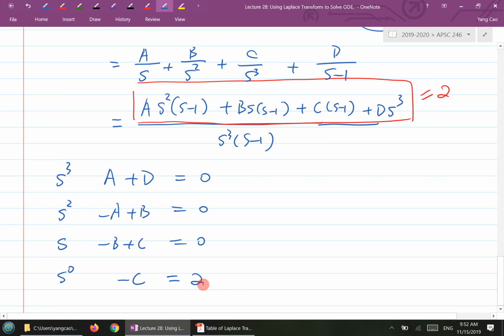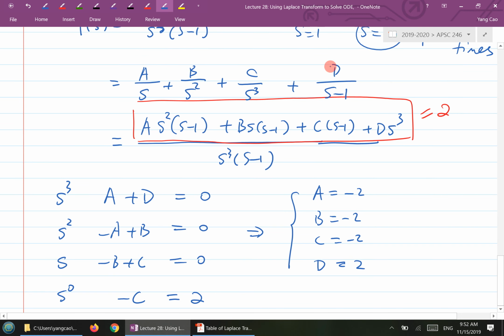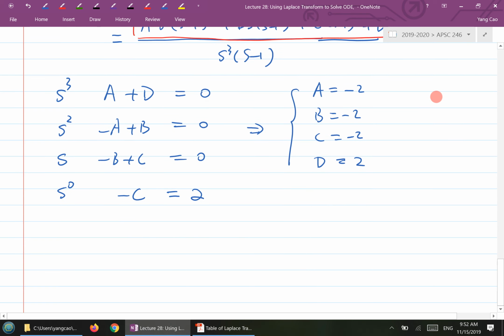2, right? Compare coefficients. So finally you can get all the answers here. a equals negative 2, b equals negative 2, c equals negative 2, and d equals 2. Alright, so that's how you get a, b, c, d by comparing coefficients. Once we get a, b, c, d, we can start to take the inverse Laplace now.